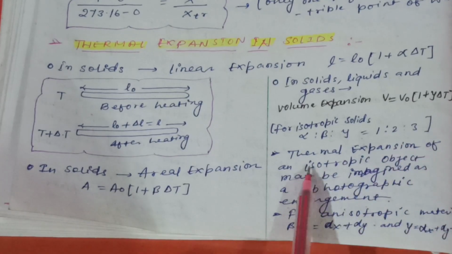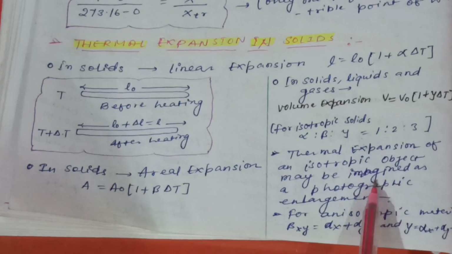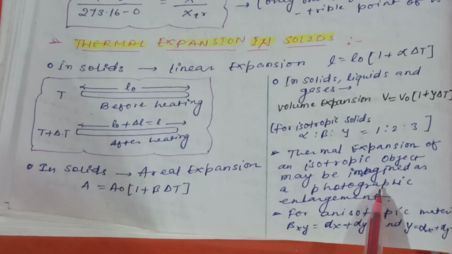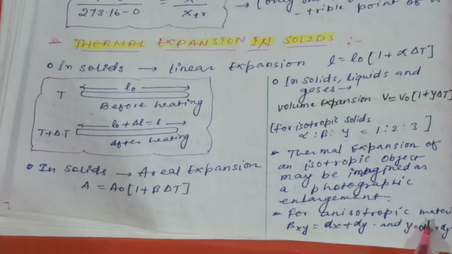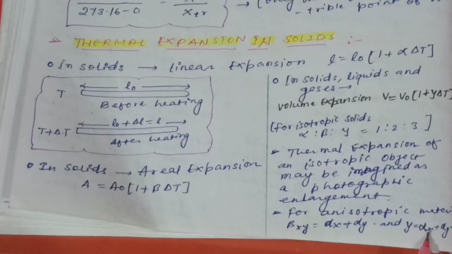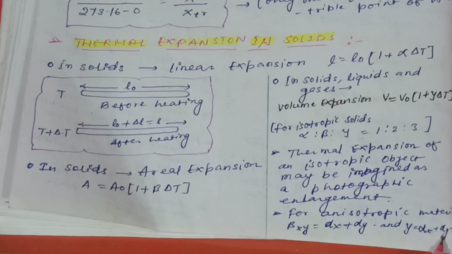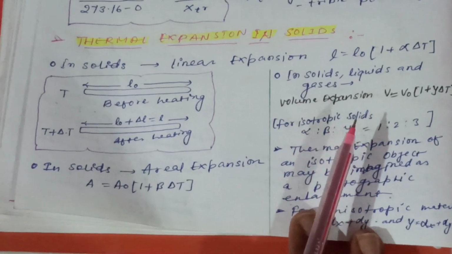Thermal expansion of an isotropic object may be imagined as a photographic enlargement. For an anisotropic material, gamma is equal to alpha x plus alpha y plus alpha z.